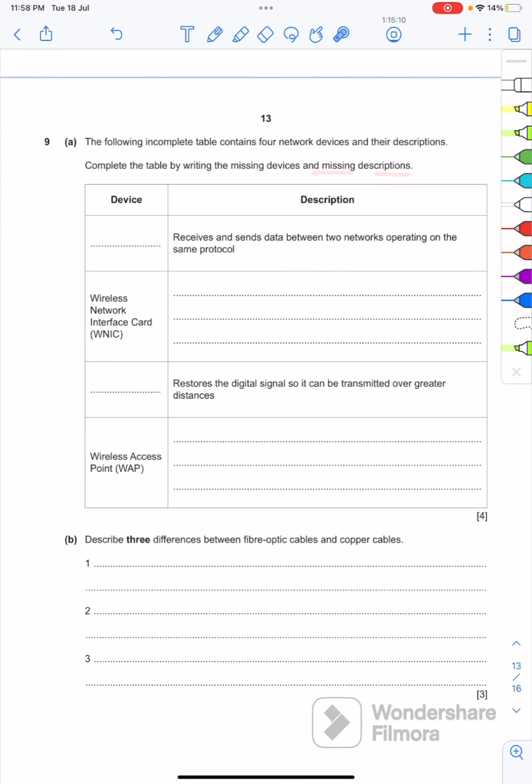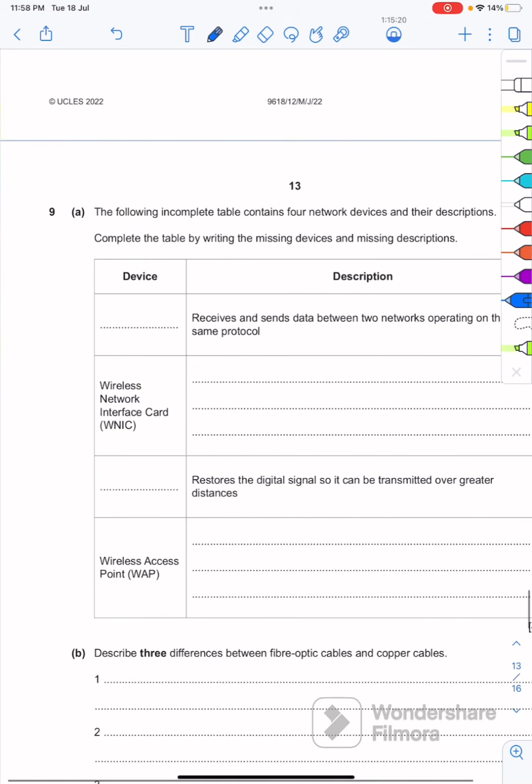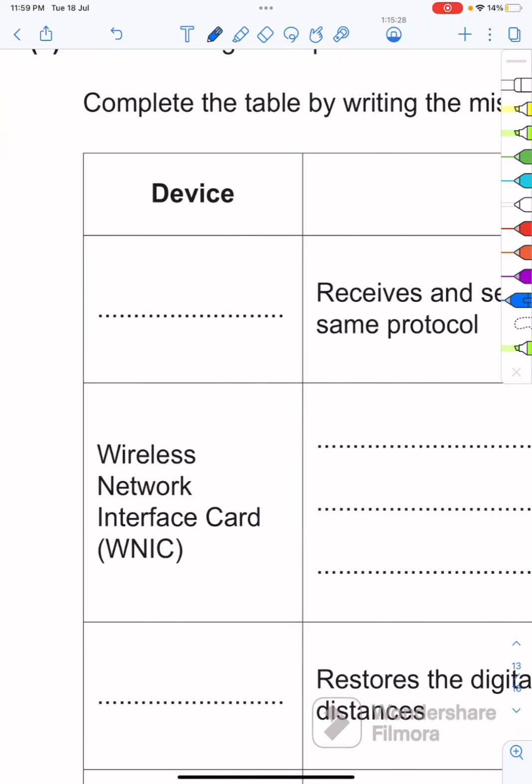So the name of a device that receives and sends data between 2 networks operating on the same protocol. This is pretty straightforward. Remember, receives and sends data. What is it doing? It is routing data. It is giving data one way, and the data that is coming to your network, so that's the work of a router.